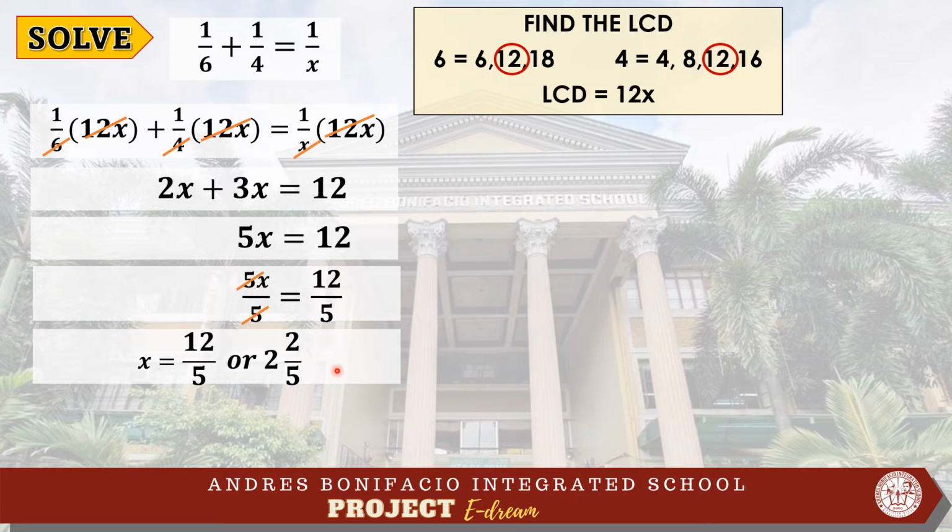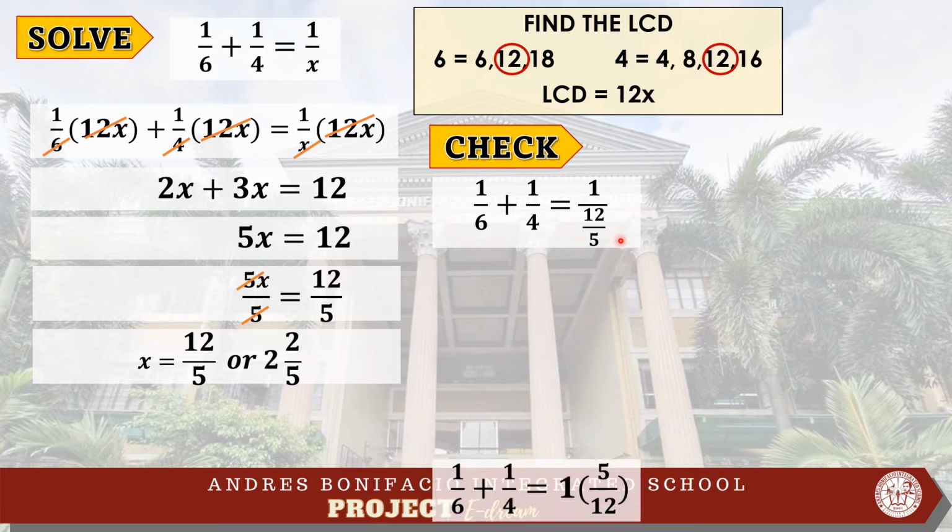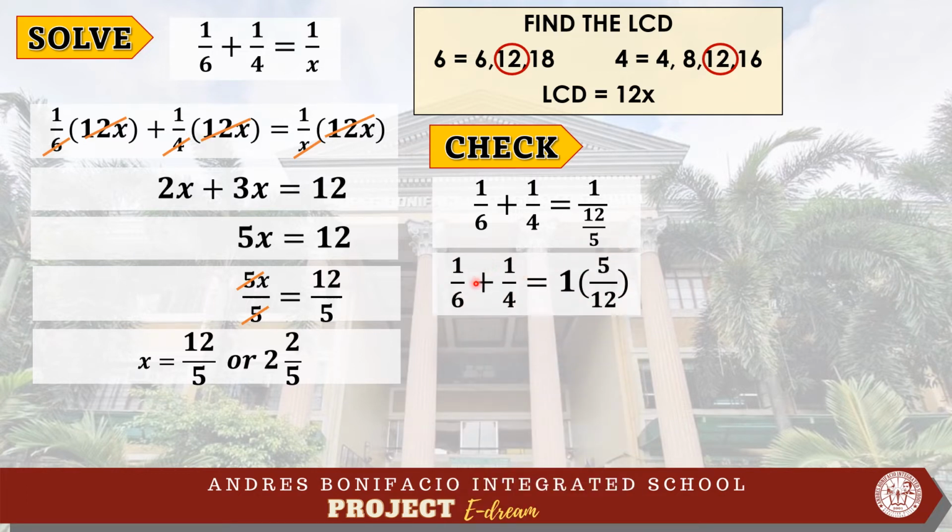So let us check, by substituting the value of x in the given equation. So we have 1/6 plus 1/4 is equal to 1 over 12/5. So in this case, we will get the reciprocal of the denominator and proceed to multiplication. So it becomes now 1/6 plus 1/4 is equal to 1 times 5/12. So the answer becomes 1/6 plus 1/4 is equal to 5/12.